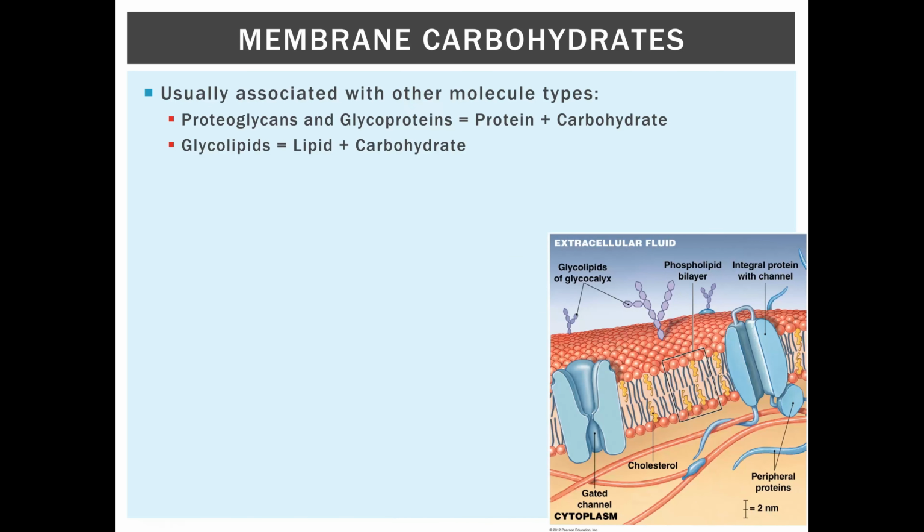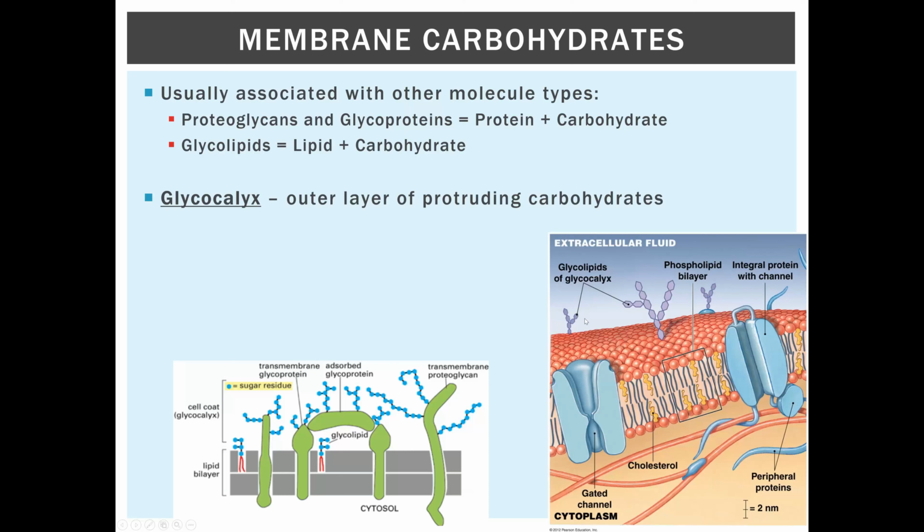So finally, the membrane carbohydrates. These are usually associated with other molecule types, which means the carbohydrate usually has to be stuck onto a protein or a lipid. So if the carbohydrate is stuck onto a protein, it's usually called a proteoglycan or a glycoprotein. And if it's stuck onto one of the phospholipids, it's called a glycolipid. And again, in the picture from your textbook, the little purple hexagons sticking off the outside of the cell represent all of the carbohydrates. And together, all of these make up what is called the glycocalyx. So the glycocalyx is the outer layer of protruding carbohydrates.